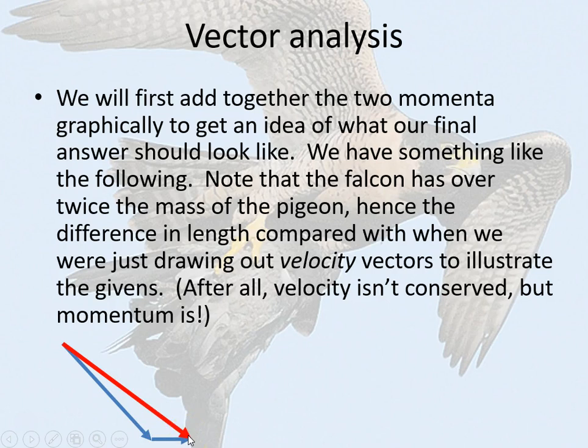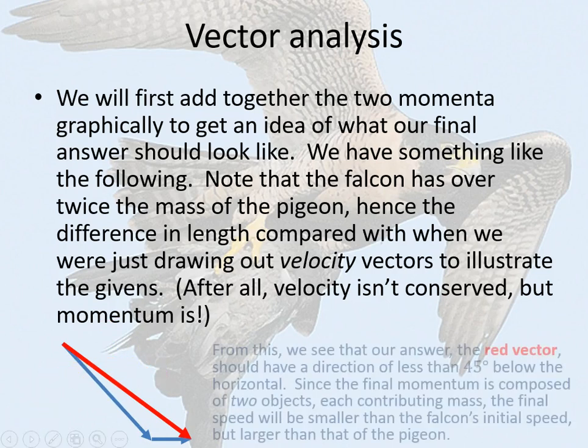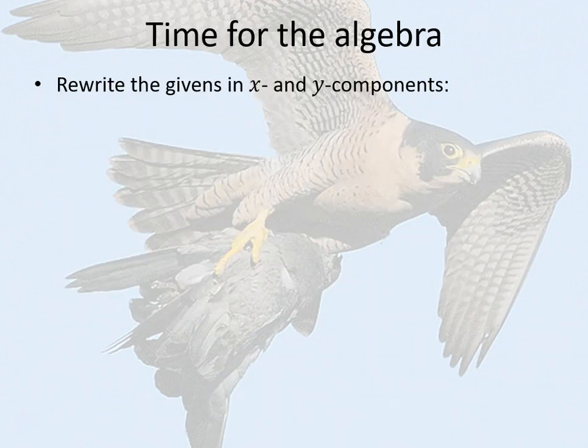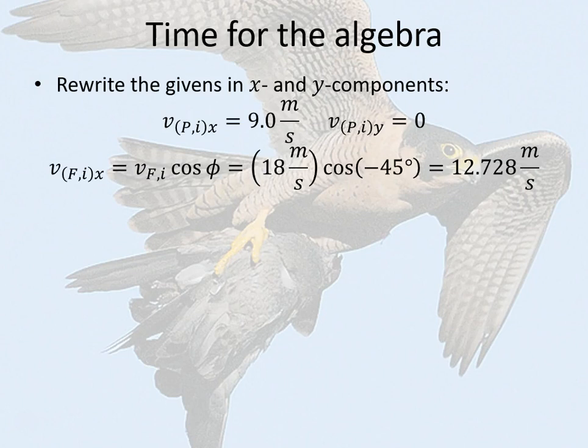After the collision, our falcon-pigeon system should be going at some speed at an angle of somewhat less than 45 degrees below the horizontal. So let's see what this actually ends up meaning for our system. So we rewrite our givens first. The pigeon is easy because it's only going in the x direction, but for the falcon we need to multiply by cosine and sine of our polar angle.